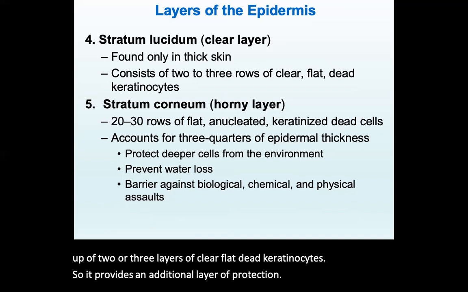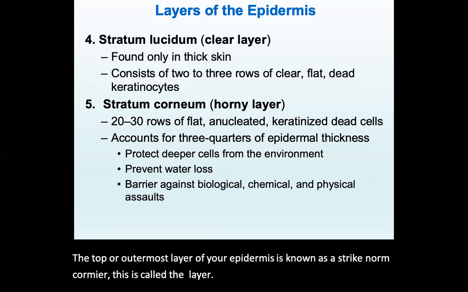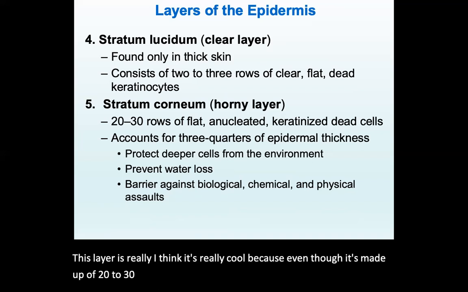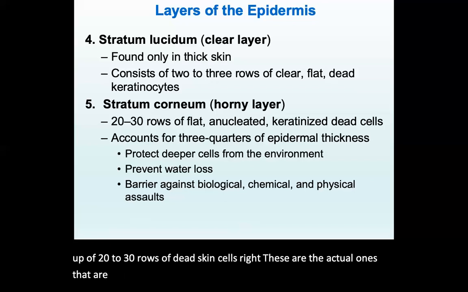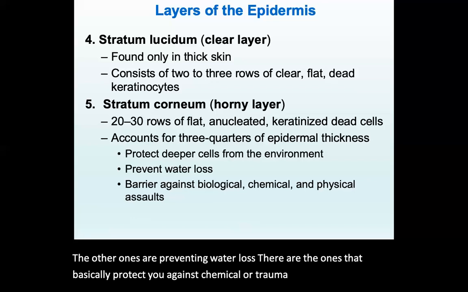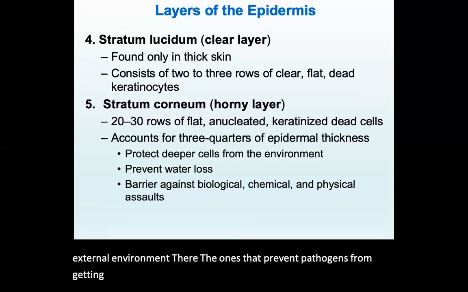Now, the top or outermost layer of your epidermis is known as the stratum corneum. This is called the horny layer. I think it's really cool because even though it's made up of 20 to 30 rows of dead skin cells, these are the actual ones that are providing protection against your external environment. They are the ones that are preventing water loss. They are the ones that basically protect you against chemicals or trauma from your external environment. They're the ones that prevent pathogens from getting inside of you.